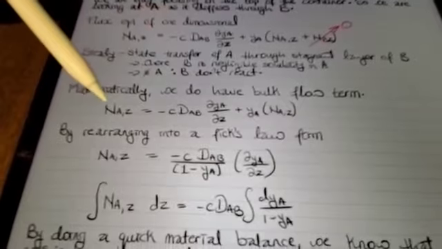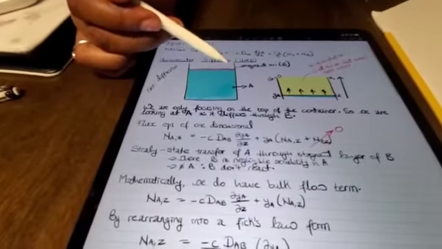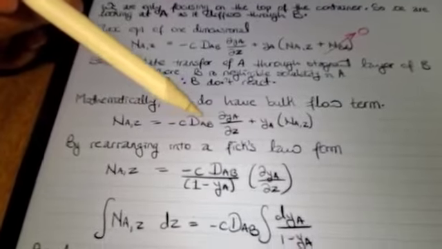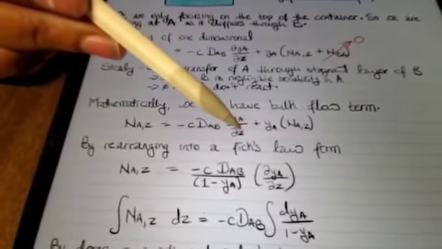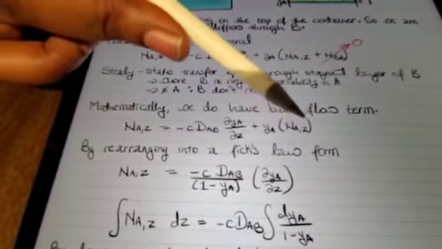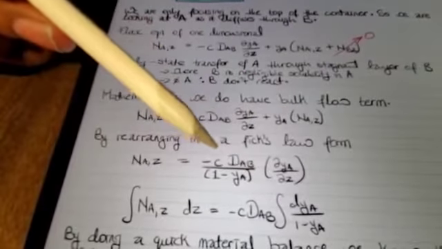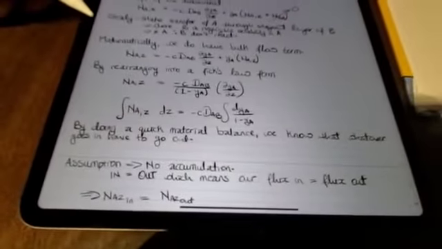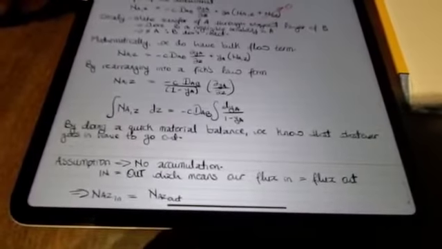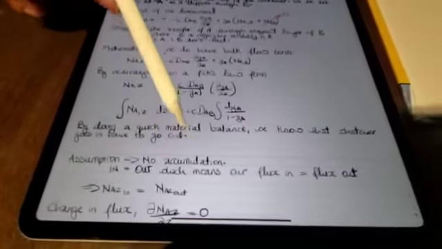Mathematically, we say that NAZ, where Z is the upward direction from A to B in the diagram, NAZ is equal to C diffusion of AB times the difference in YA over the difference in Z, plus YA times NA times Z. This is the Fick's law equation according to the textbook, 18.1-2 or 18.1-22, which is either going from A to B or B to A. You can get this final equation just by rearranging Fick's law. You get this final equation right here.